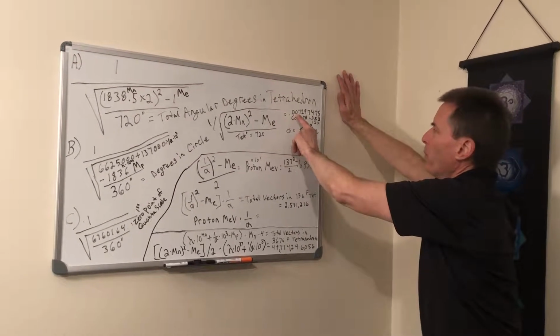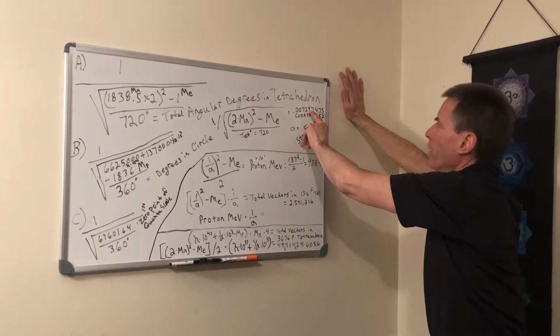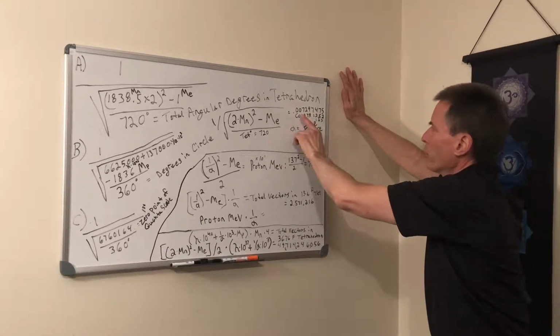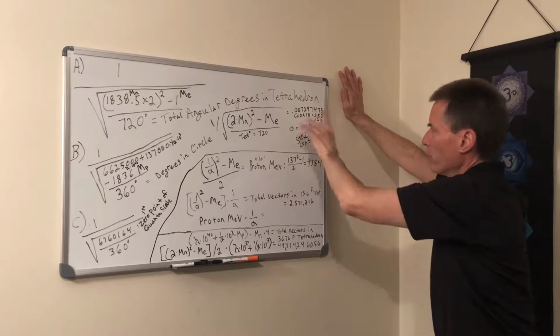Real close to the fine structure constant. Codata says it's 0.007297352, a difference of 0.000000123.